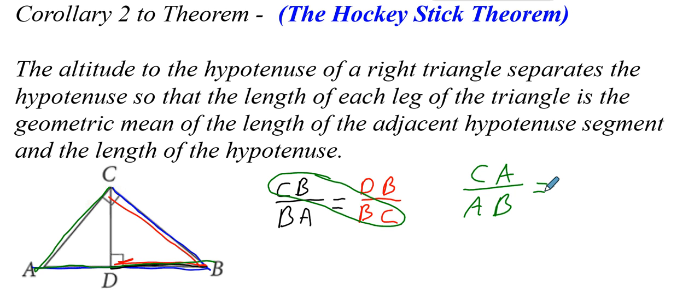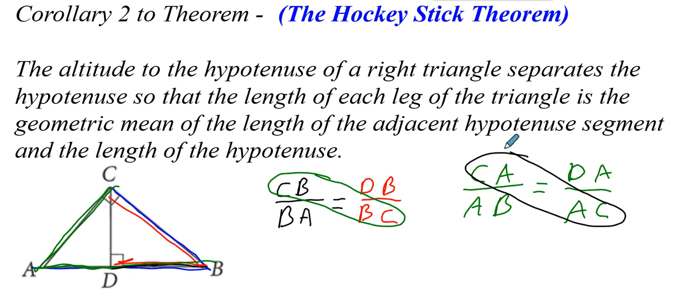Okay, and then the other hockey stick, so then that's going to be DA over AC. And I did write them the different way, but again, you can identify your geometric mean there because AC is the same thing as DC.